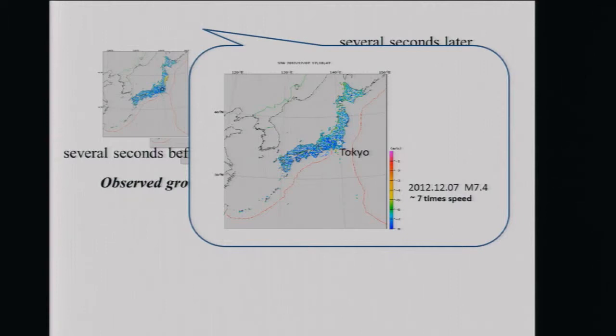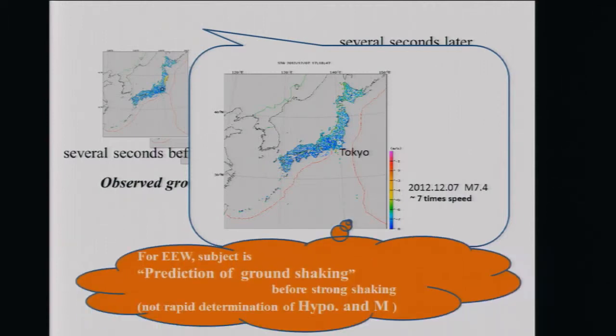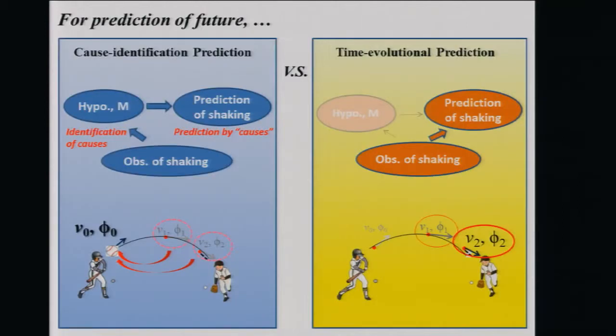So here, I would like to clarify, for earthquake early warning, the subject is a prediction of ground shaking, not rapid determination of hypocenter and magnitude. Hypocenter and magnitude are a method to get to prediction of ground shaking. So magnitude and hypocenter are not necessarily required. The importance is the prediction of ground shaking. Including the current JMA method, many network methods are based on the following idea: from observation of shaking, hypocenter and magnitude are determined, and then prediction of shaking is performed. That is a two-step approach.